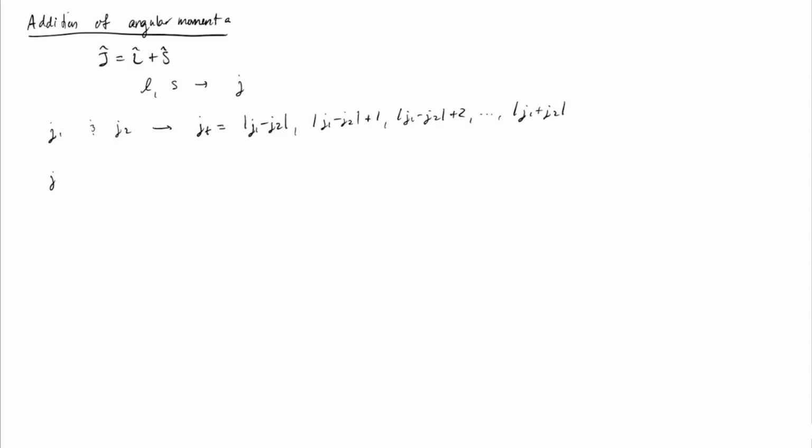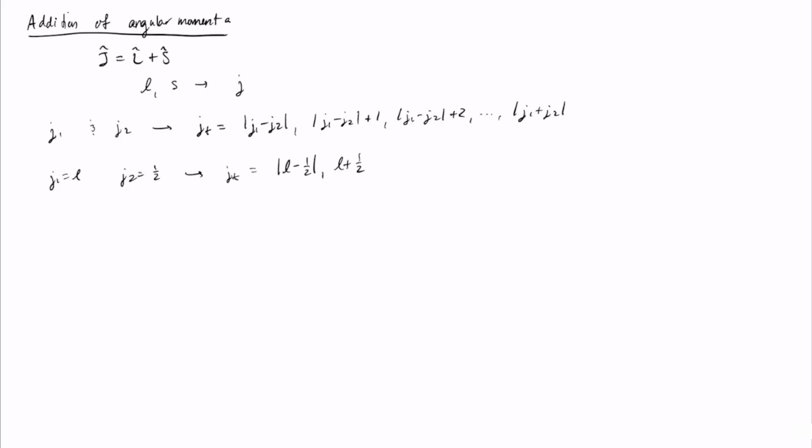So if we let J1 be L and J2 be 1/2, because this is a spin, this means that the possible values of J total here will always be the absolute value of L minus 1/2 and then L plus 1/2, meaning there are only these two values. And we'll see in a moment why I'm writing it specifically as the magnitude of L minus 1/2.